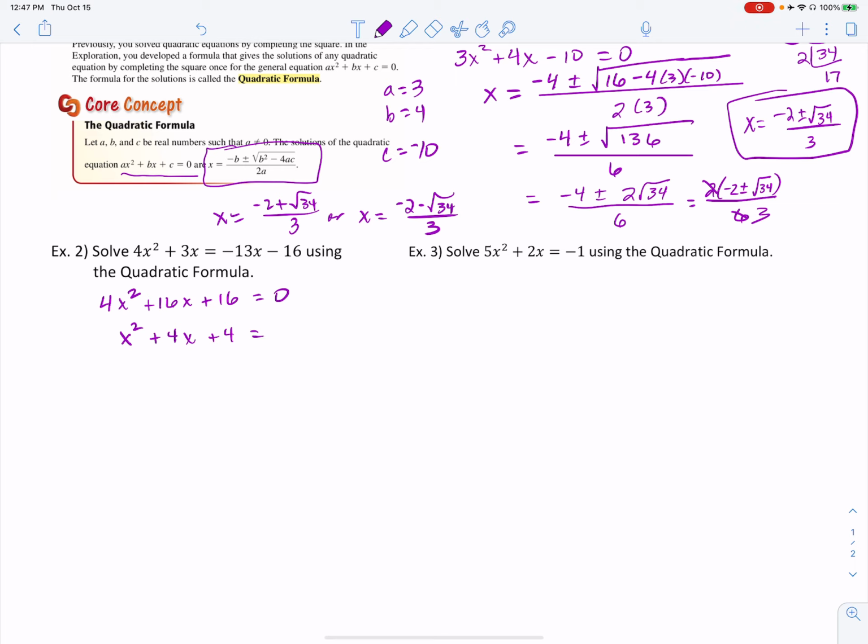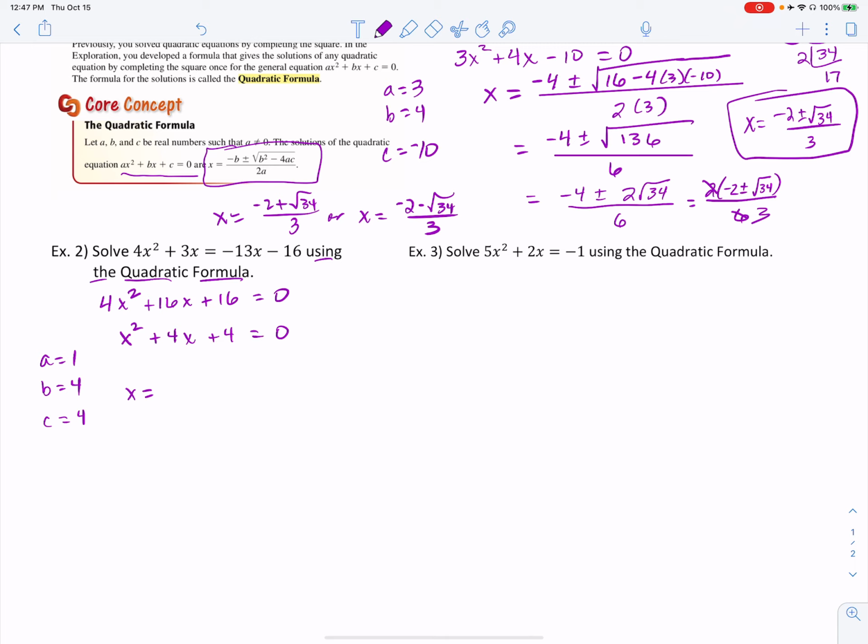But because you have two sides of an equation, I'm dividing both by 4, and 0 divided by 4 is just 0. These will have the same solutions. And so then my A value is 1, my B value is 4, and my C value is 4. And it said using the quadratic formula, so you need to show use of the quadratic formula.